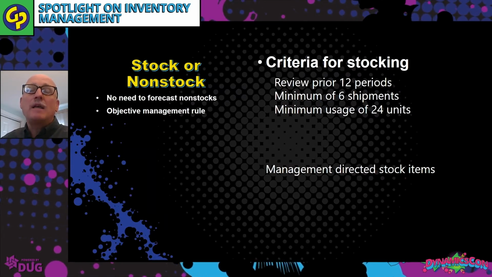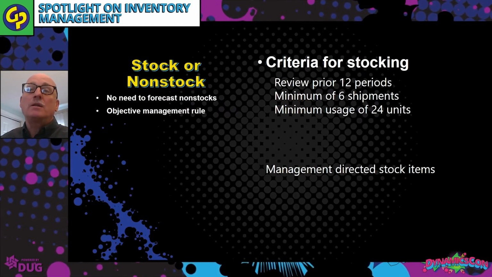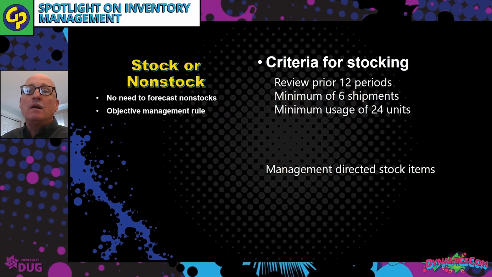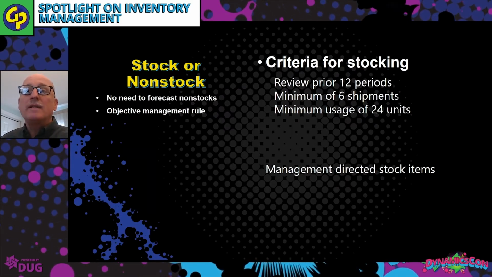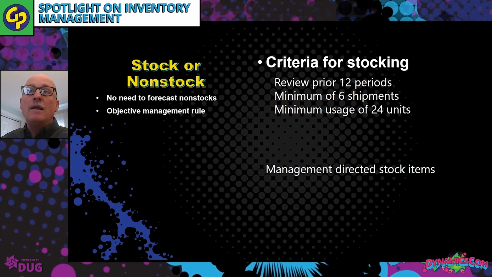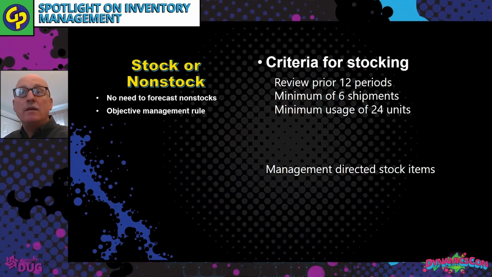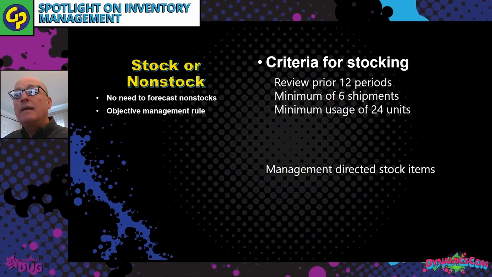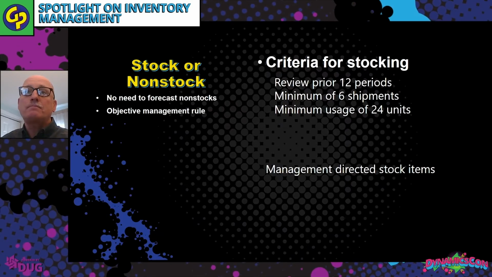Or we need to have this item because it is part of a market that we want to grow. It's part of the strategic direction of the company. So we're going to decide to stock these items. So you need the ability to have both: to use criteria to define stock and non-stock, and then to have a management override that says we need to stock this item.